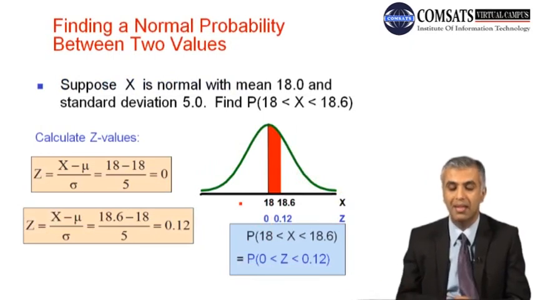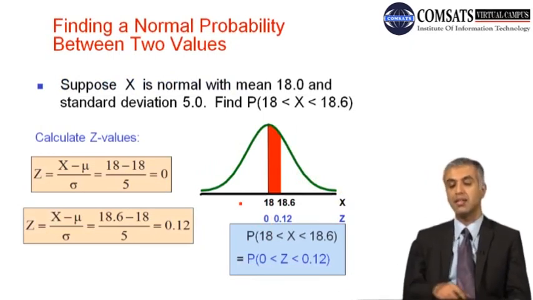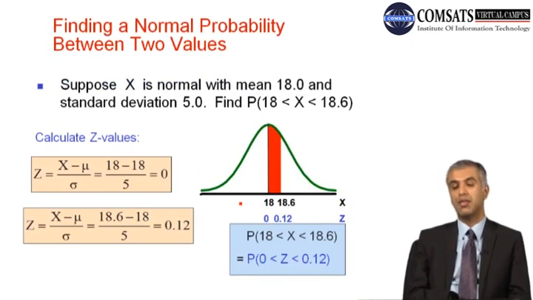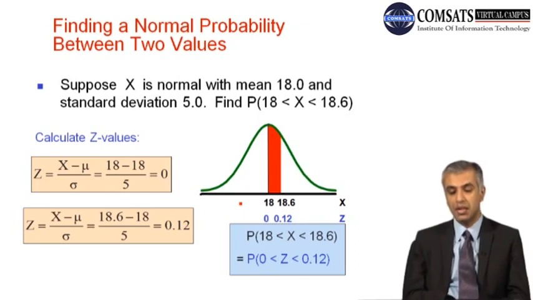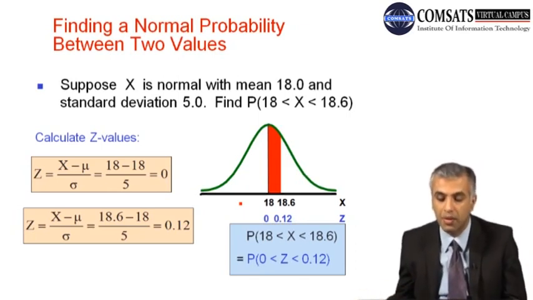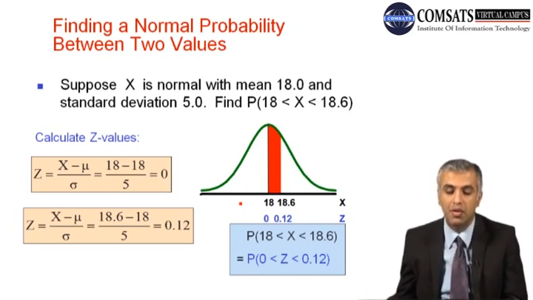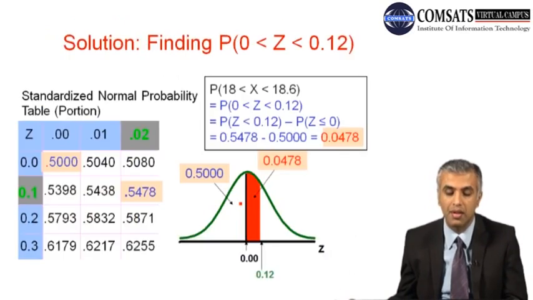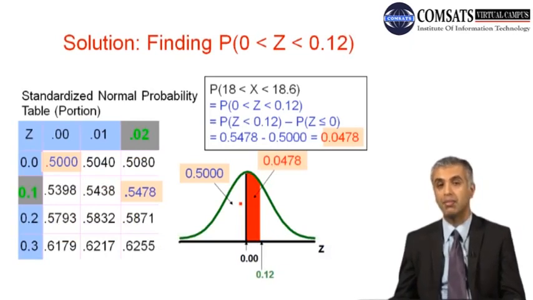These methods, again, as shown here, this is the second example in which we have to find the probability of occurrence of x between 18 and 18.6. So all we did was convert all of these values into z, and then we went through the process of finding these values under the normal probability table, and then we found the probability from that method.